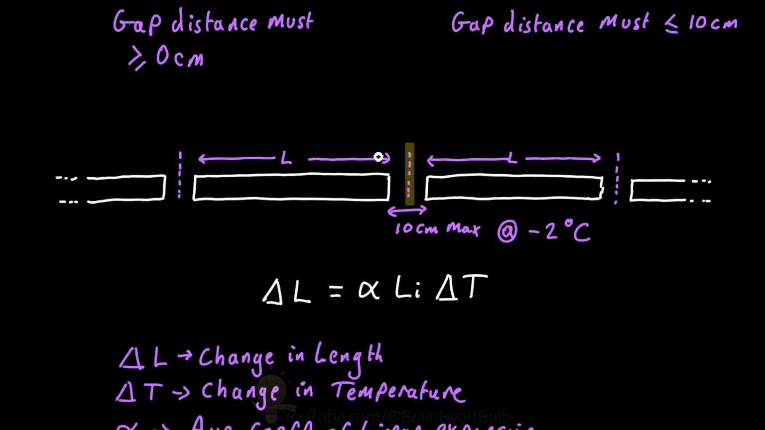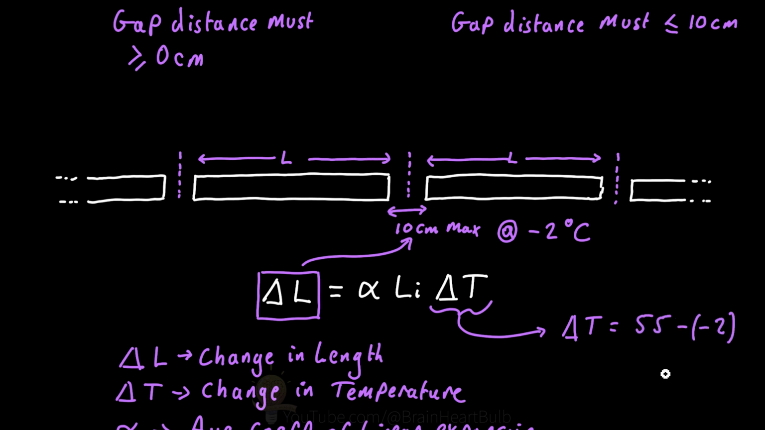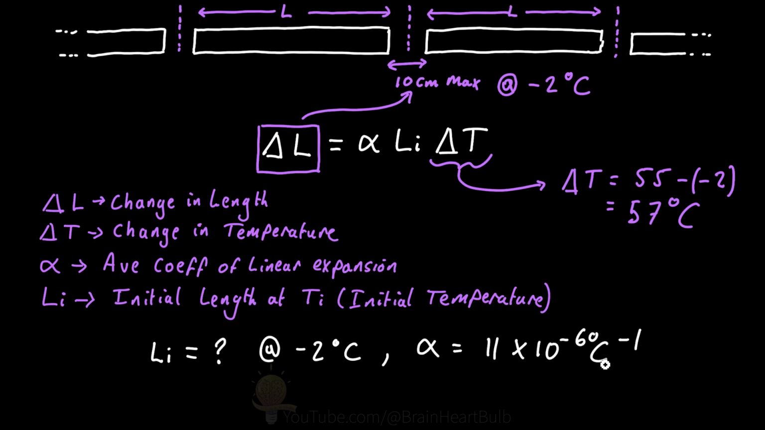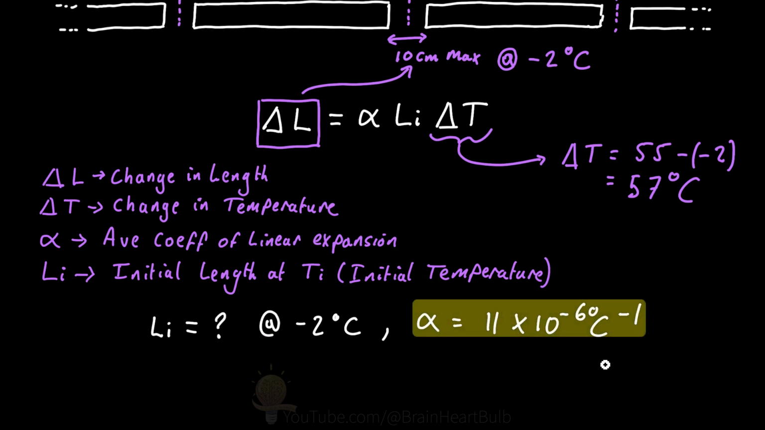Now, when these track segments are laid out like this, they're allowed to change their length by a maximum of 10 centimetres, and this is our delta L. We also know the maximum range of temperature is 57 degrees Celsius, that's our delta T. And we also know the average linear expansion coefficient for the steel we're using for our track is equal to this value here. And this would have been determined experimentally.